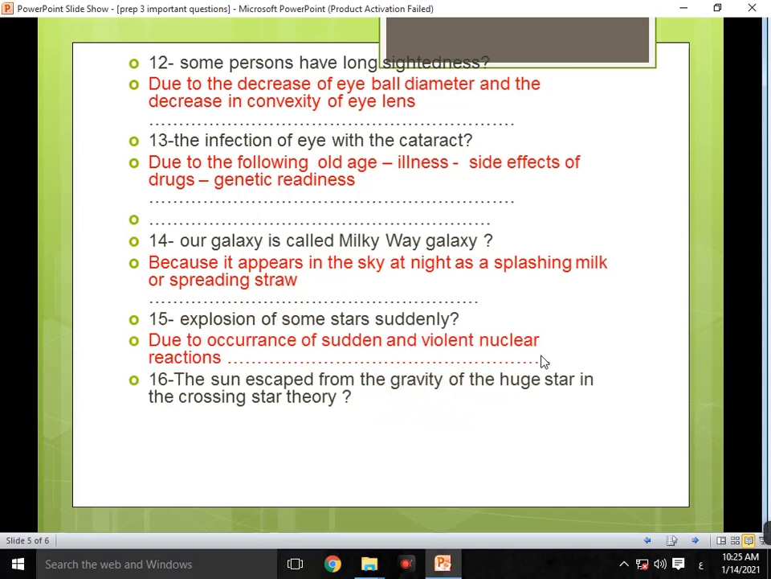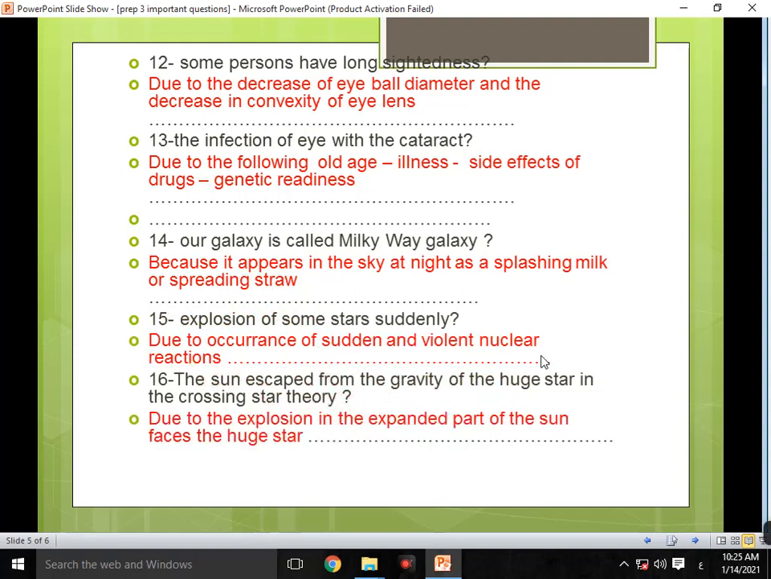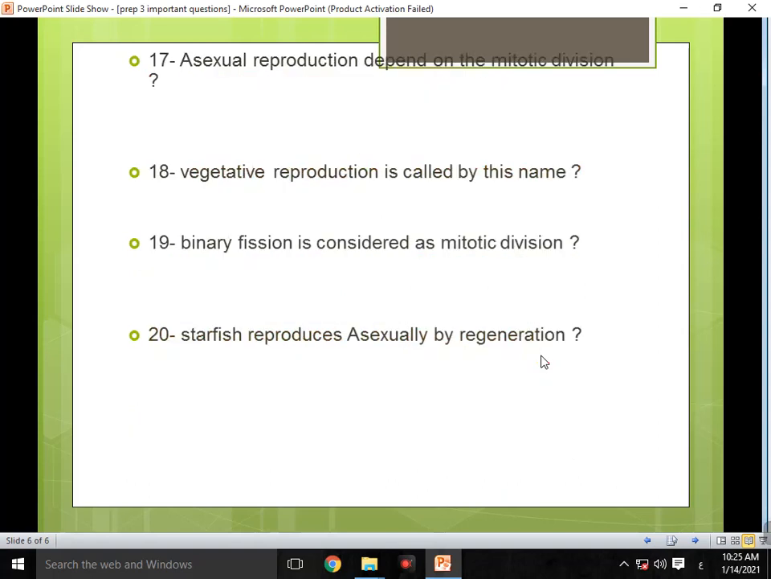16. The sun escaped from the gravity of the huge star in the crossing star theory, due to the explosion in the expanded part of the sun that faces the huge star.